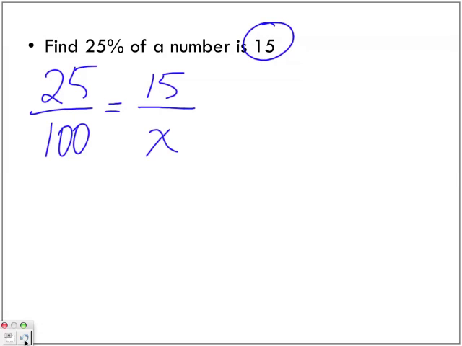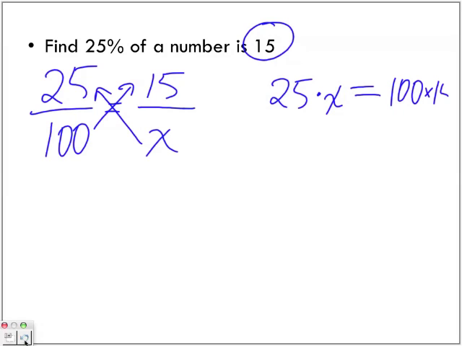So we do the same thing. We're going to cross them. So when we bring the x over, we get 25 times x equals 100 times 15. So 25 times x is 25x. 100 times 15 is 1,500.